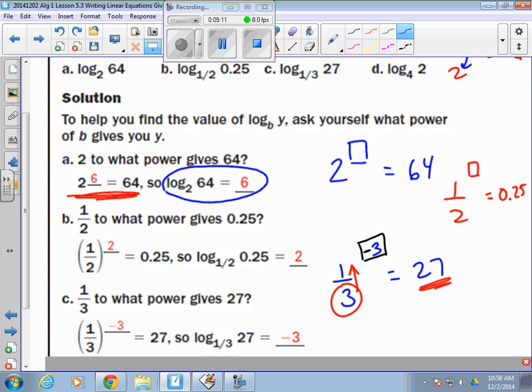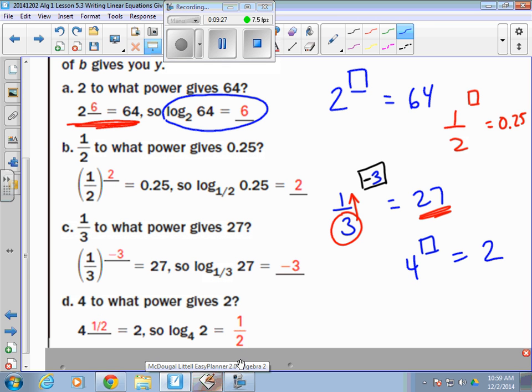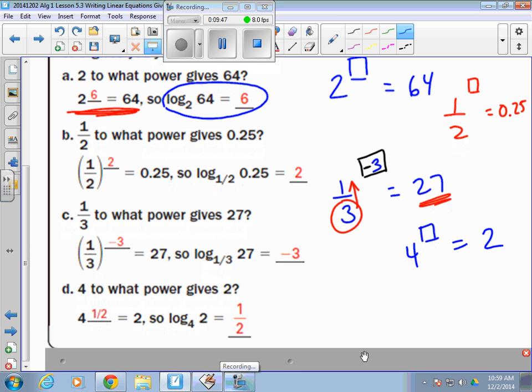And then the last one says log base 4 of 2 is equal to what? 4 to what power is 2? So for this one, you're going to have 4 to the 1/2 power, because when we take that, remember, something to the 1/2 power, 4 to the 1/2 power equals 2. I'll show you guys another example, make a little better sense out of that one in a little bit.